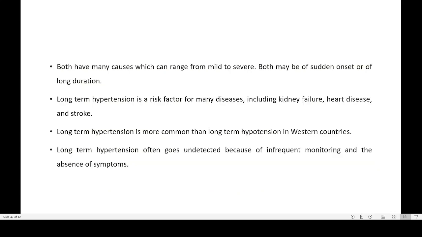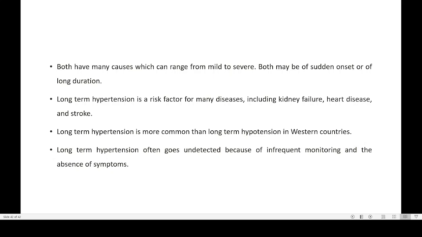So there is a problem, and both have many causes which range from mild to severe. So long-term hypertension is a risk factor, including kidney failure, heart disease, and stroke. These are the three major problems. Already we have told about that. And long-term hypertension is more common than long-term hypotension. Some people may have a lower blood pressure. Instead of 80, they may only have 65.